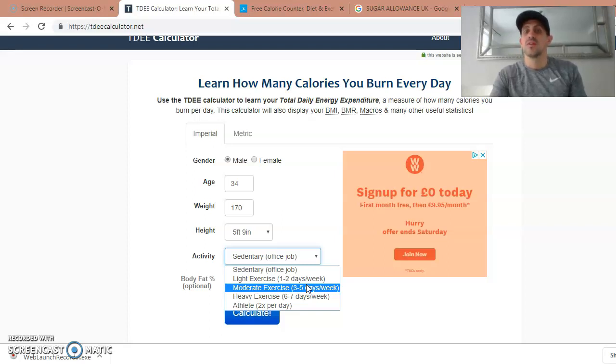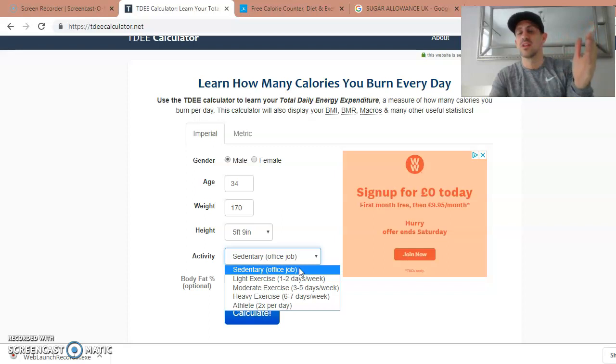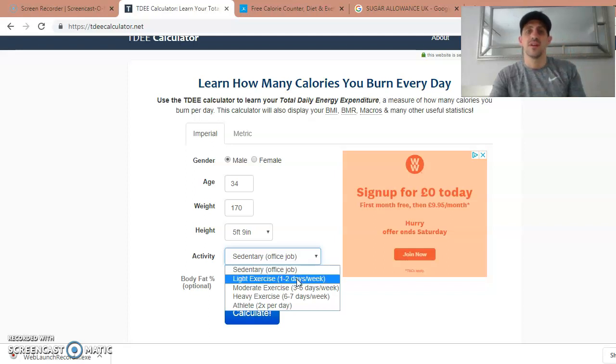If you're just starting, I would just go off light exercise, or you can even go off sedentary. I would be more conservative in the beginning, and then maybe 4-6 weeks down the line, once you know your energy expenditure output and you know that you're doing 3 days resistance training, then you can maybe come back to the TDEE calculator and change it. But if you're just starting out, be conservative, right?